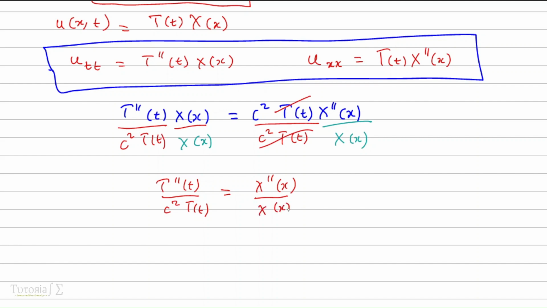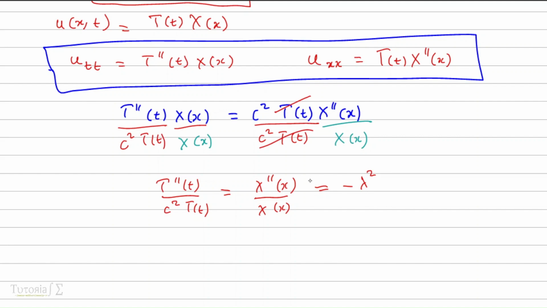Very good. Now, for these two variables to be the same, remember, they have to be equal to some constant. We can say negative lambda squared. You can even put it as negative lambda, or as lambda. But for easier computation, you put it as negative lambda squared. At least for me, that works much easier.